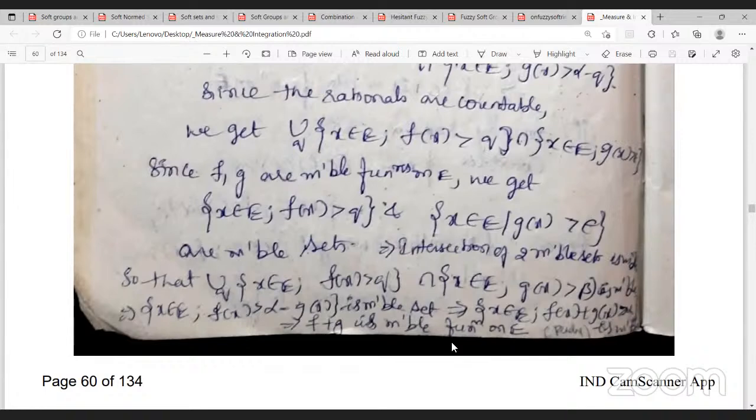అదే సేమ్ రాయండి 37 పేజీలో లాస్ట్ ఏముందో అదే రాయండి. రాసిన తర్వాత ఫస్ట్ ఉన్నది కదా, ఫస్ట్ వన్ x belongs to f of x greater than Rn and x belongs to g of x greater than alpha minus Rn are measurable sets. Then two sets measurable sets. Then their intersection is also measurable set. That is clear.